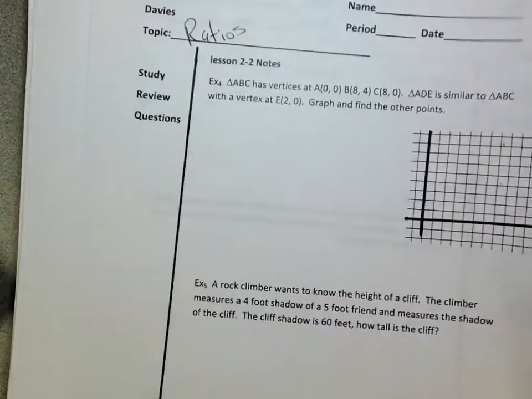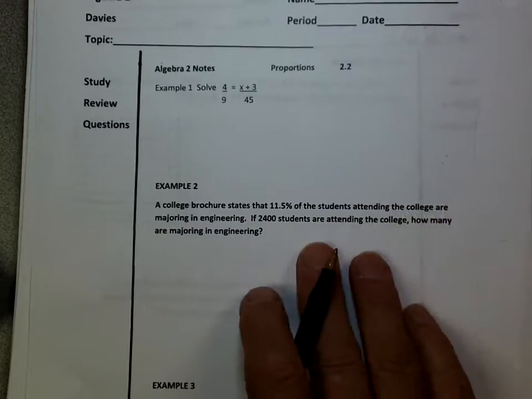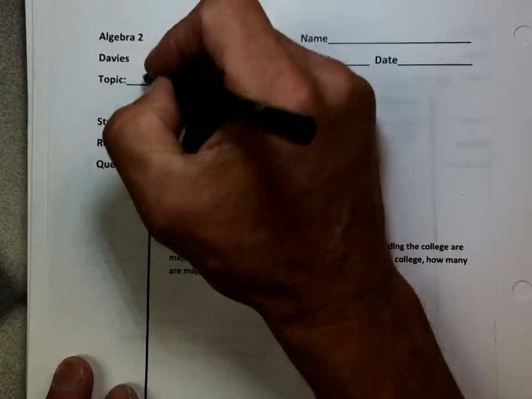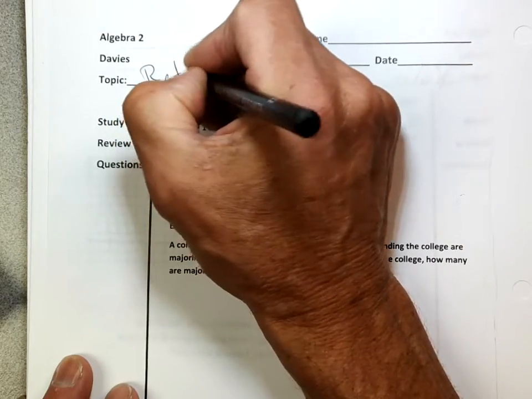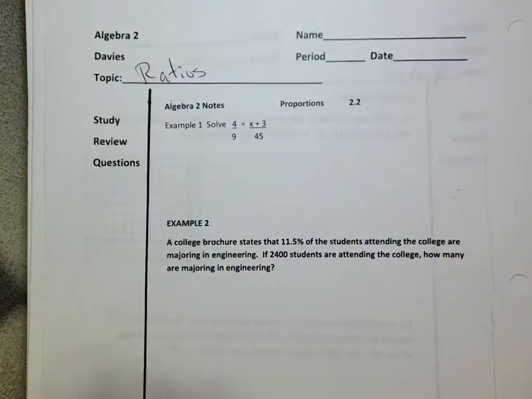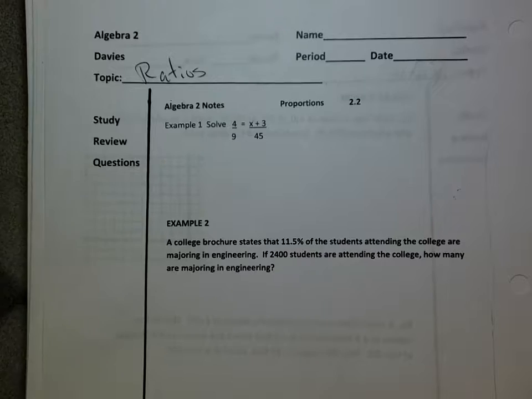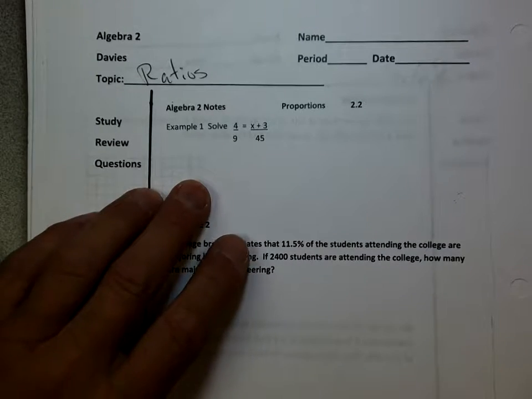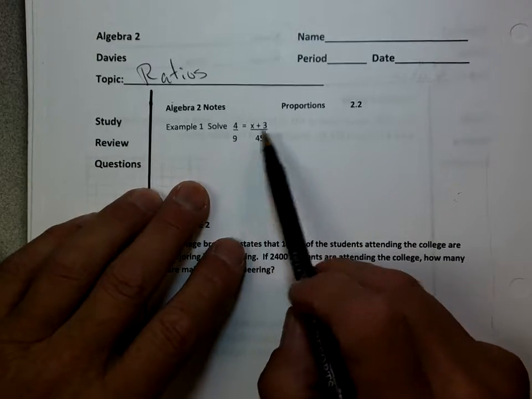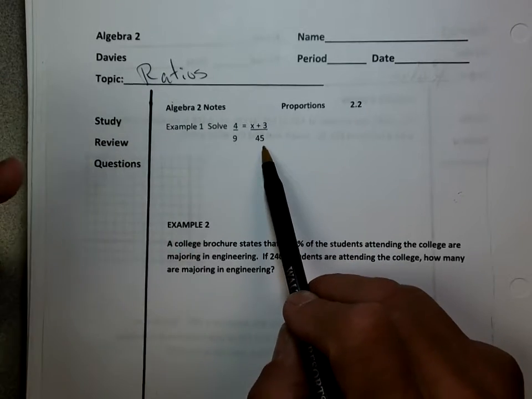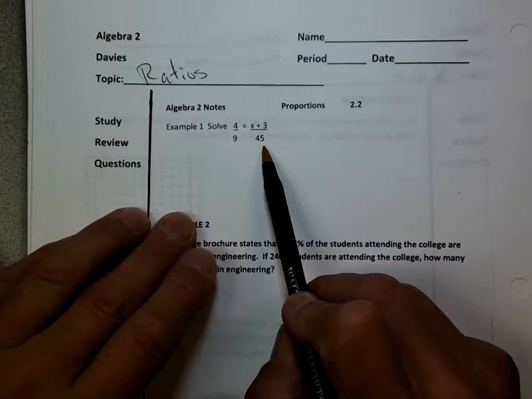Ratios, oops, I think I'm on the wrong side. I am, there you go. Ratios, and how to solve them. So hopefully in your reading you read a little bit about ratios. And what I have here is a ratio equal to a ratio. Well, it's a fraction equal to a fraction. And what I want to do is solve for it.